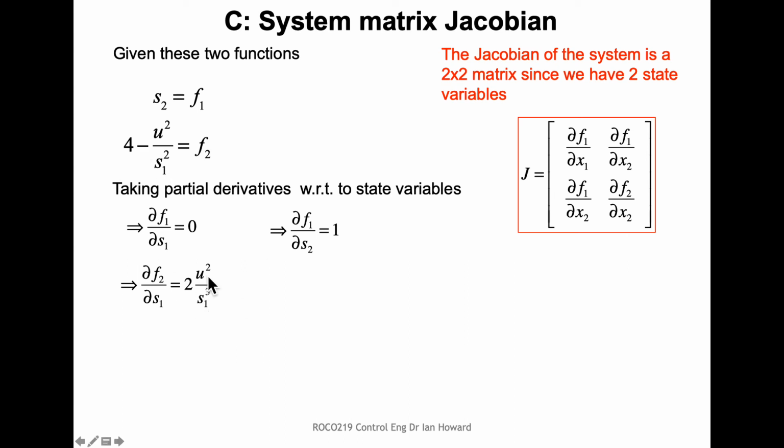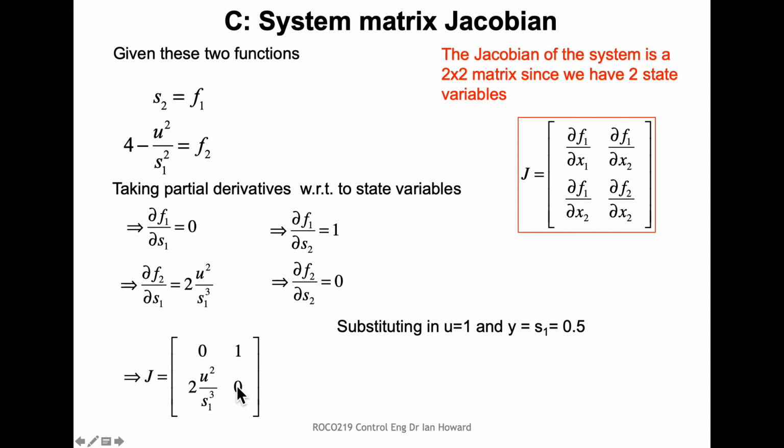So it gets rid of the sign there. And the third one, there's no expression in here relating to S2, so the whole thing goes to 0. So we've got our 4 values: 0, 1, 2, u squared divided by S1 cubed, and 0. And then we have to substitute in the values. We substitute in u equals 1, which we were told, and also the equilibrium position solution for S1, which was 0.5. So we stick those in, and hopefully we've got the right values.